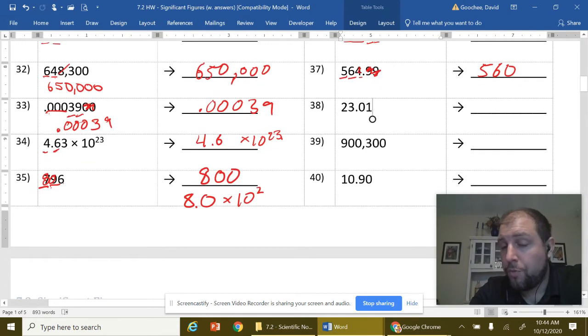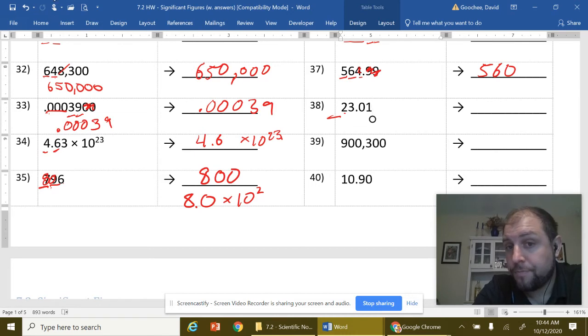All right, here's another one. 23.01. We can keep two significant figures, so we can move across. We can keep the 2, and we can keep the 3, and that's it. The rest has to get rounded away. So this 0.01 just gets rounded off. It's 23.